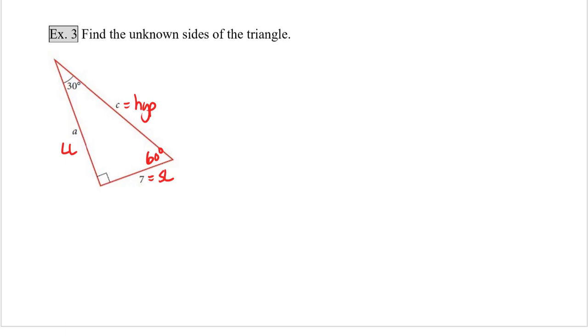So in a 30, 60, 90 right triangle, we know that the hypotenuse is 2 times the short leg. So that means that side C has to be 2 times 7, which is 14. And we also know that the long leg is the short leg times the square root of 3. So that means then that A would have to be equal to 7 times the square root of 3.